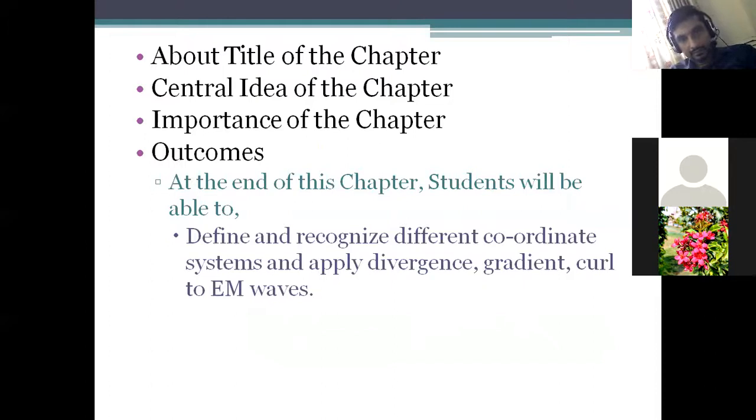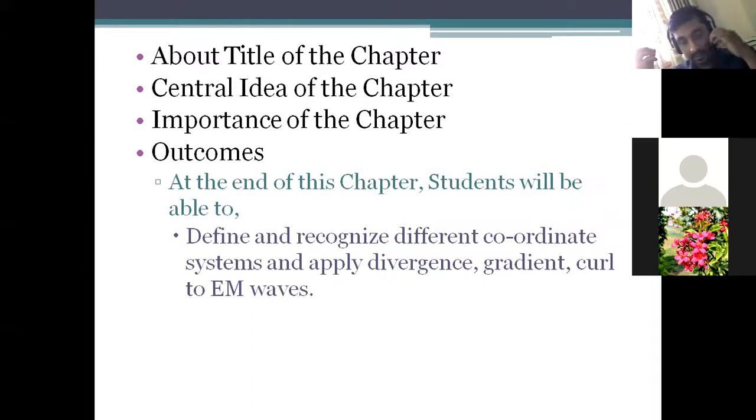So the central idea of this chapter is basically the different operations between vectors, the del operator, and then line charge, surface charge, and volume charge. These are all charge configurations, and differential lengths, differential surface, and differential volume that we will discuss in the unit. And the coordinate system basically, which is very important.